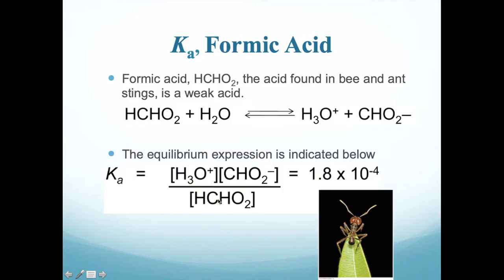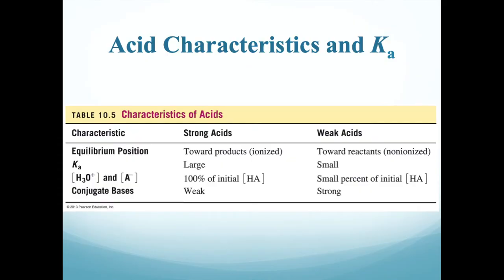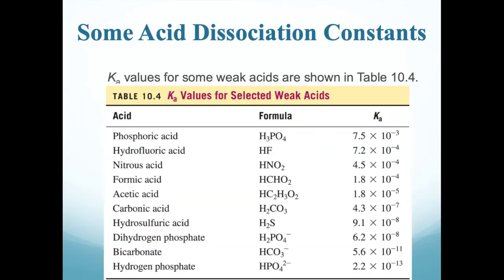This again is how we would set up the equilibrium expression, the same thing we learned in the last chapter. You have your products, hydronium and the conjugate base formate, and those go in the numerator of your equilibrium expression. And on the denominator we have our reactant. And of course, we leave out water because water is a liquid, so it doesn't show up. That's basically how you can look at a weak acid and see how weak it is.